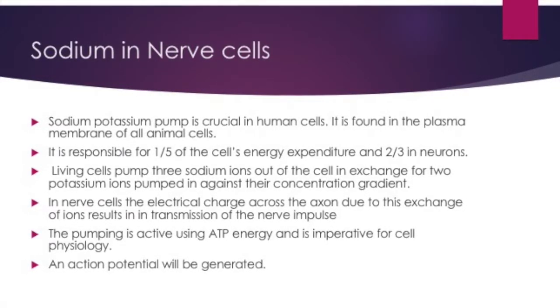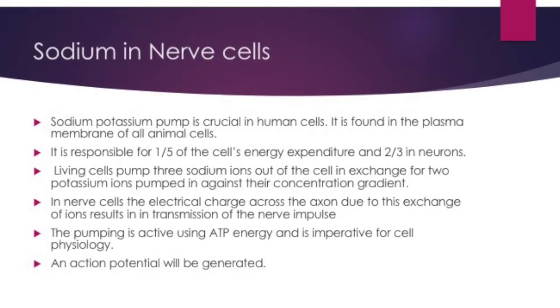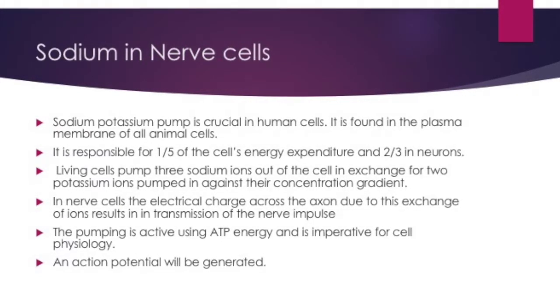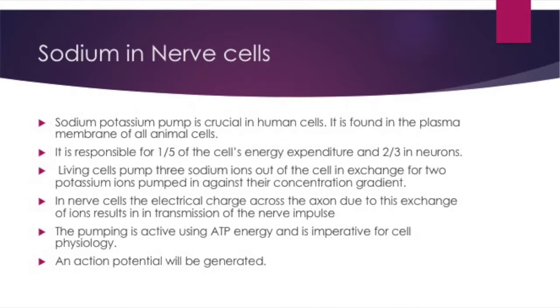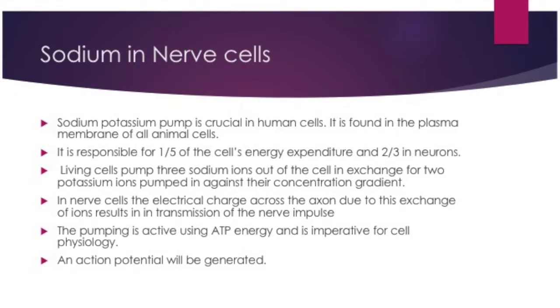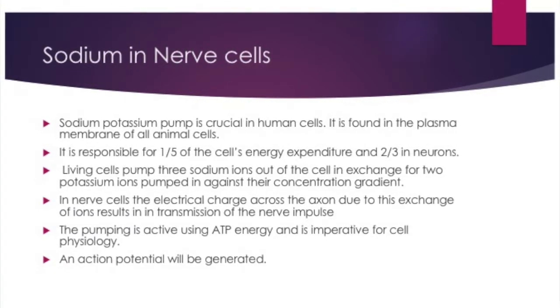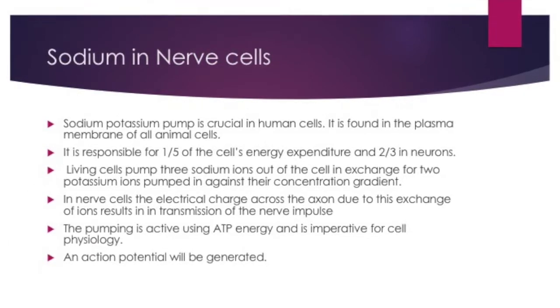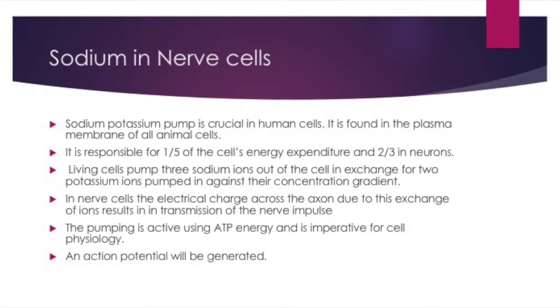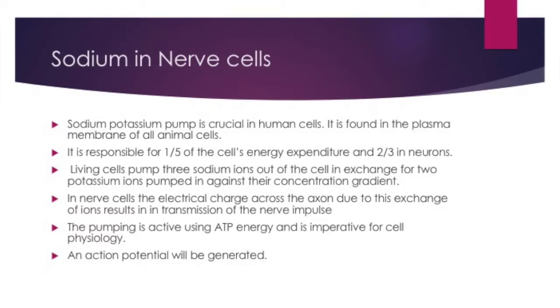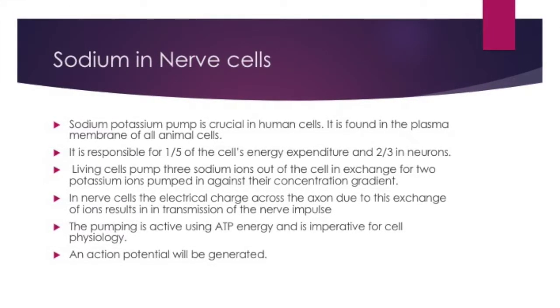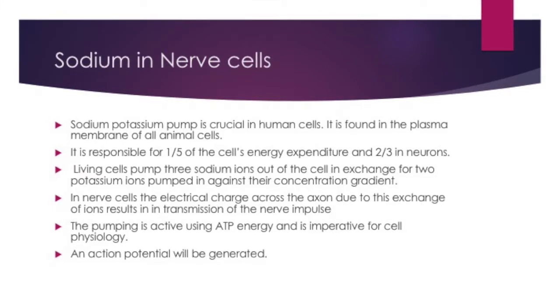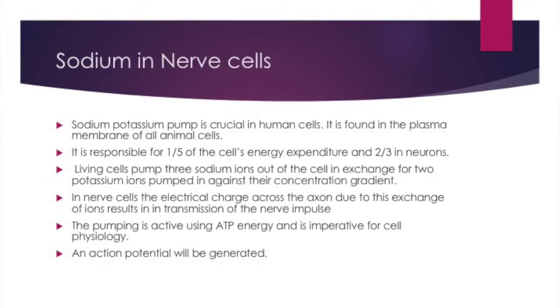Living cells pump 3 sodium ions out of the cells in exchange for 2 potassium ions pumped in against their concentration gradient. In nerve cells, the electrical charge across the axon due to this exchange of ions results in the transmission of the nerve impulse. The pumping is active using ATP energy, and it is imperative for cell physiology. An action potential will be generated.